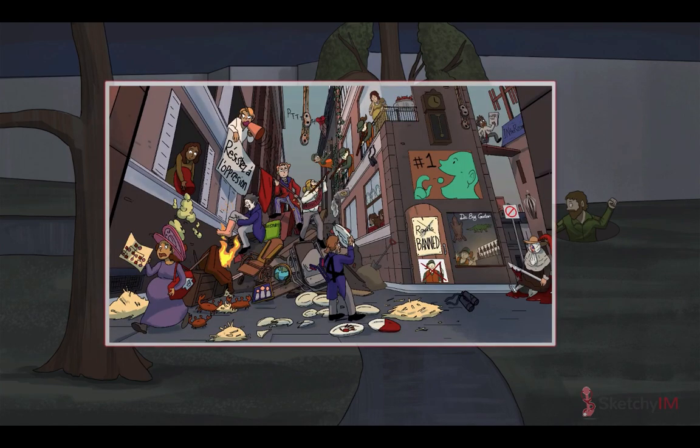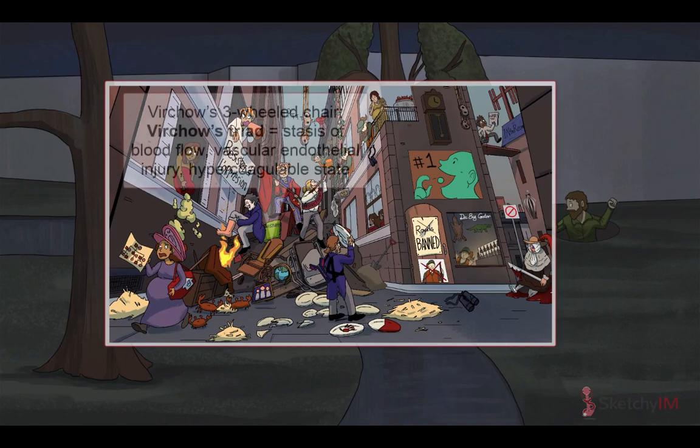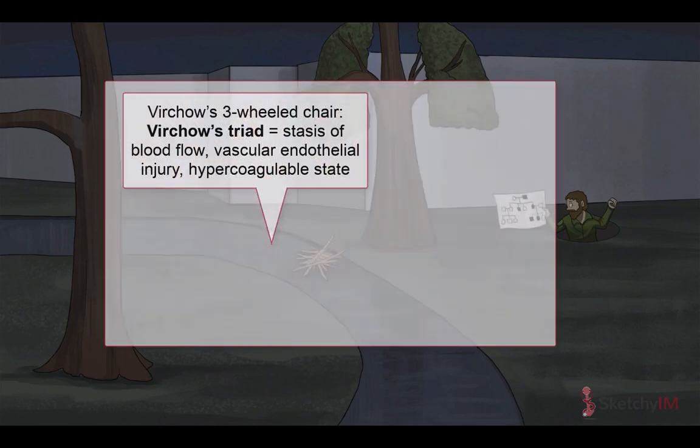Remember Virchow's triad from our DVT sketch in the cardiology unit? If not, head over and check it out. Virchow's triad identifies the interaction between three factors that promote thrombosis: stasis of blood flow, vascular endothelial injury, and a hypercoagulable state. In the inherited thrombophilias, an inherited baseline hypercoagulable state is the primary cause of blood clots, naturally. That said, it's important to note that even in patients with these conditions, DVTs can still be provoked by blood stasis or endothelial injury, the other two parts of Virchow's triad.